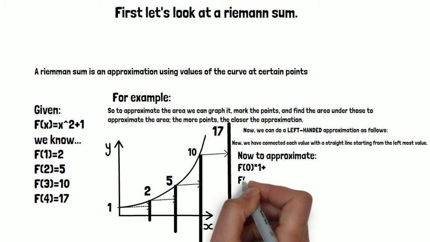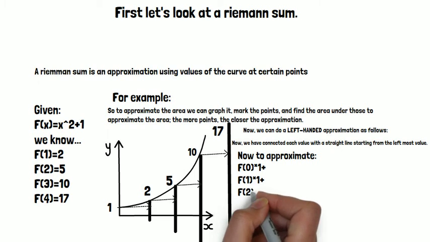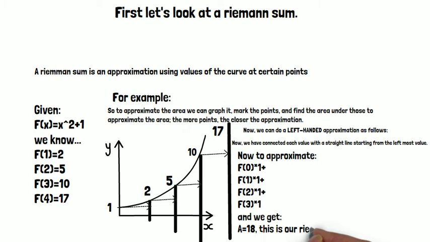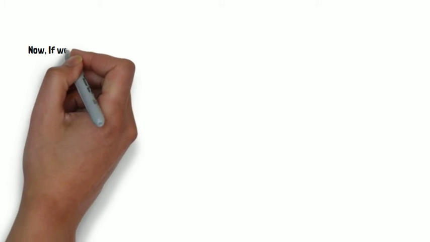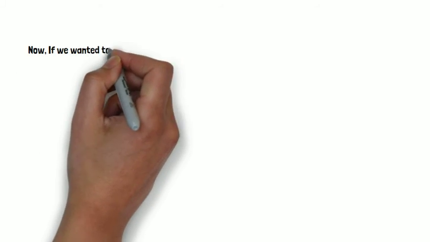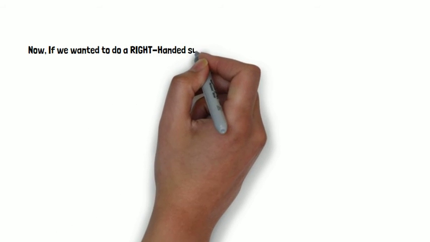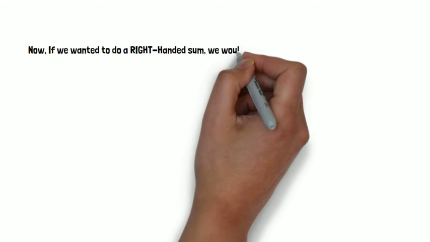The area of the second rectangle has a y value of 2 and an x distance of 1. So 2 times 1 is 2. Then the next one has a y value of 5 and the same x distance of 1. So 5 times 1 is 5. We're going to add all those up eventually, and then we're going to get a certain value. That's going to be our left-handed approximation.